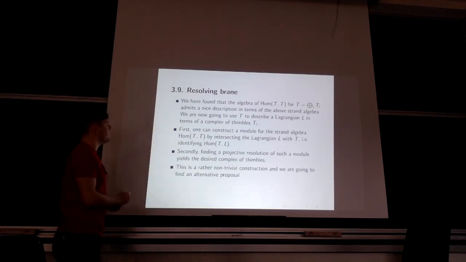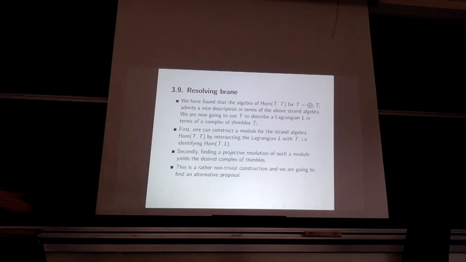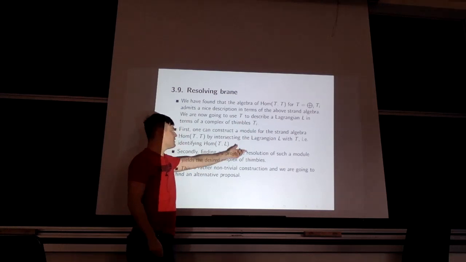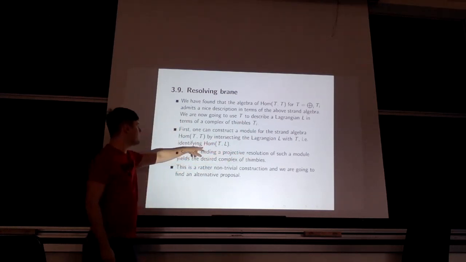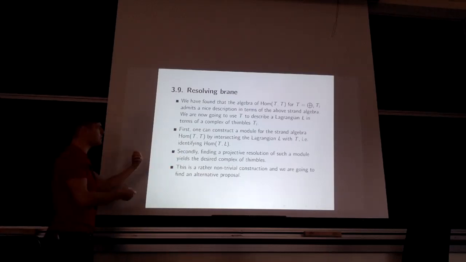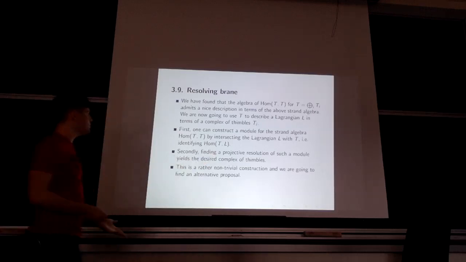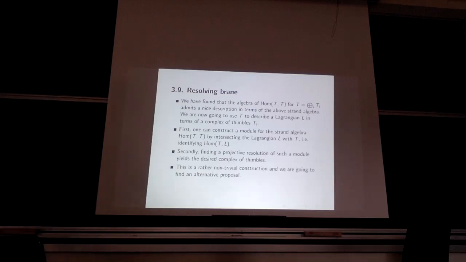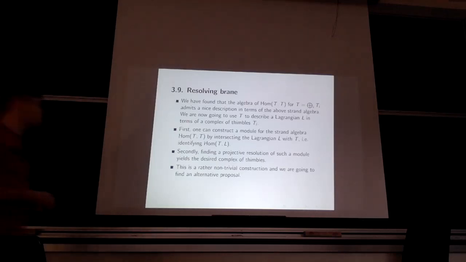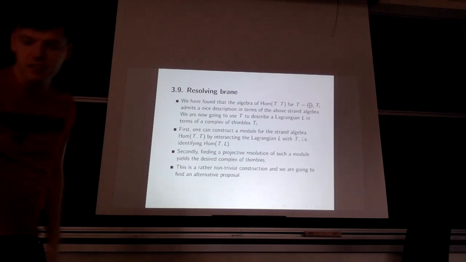You start by constructing a module, right? So you first construct a module for the strand algebra by intersecting the Lagrangian L with the T. So you identify this kind of object, and it naturally admits an action of the strand algebra because you can compose the morphisms. And secondly, you find a projective resolution of such a module, and this gives you the desired complex of thimbles. But this is a rather non-trivial construction, and what I'm going to do in the next couple of minutes is offer you an alternative proposal for finding such a resolution.